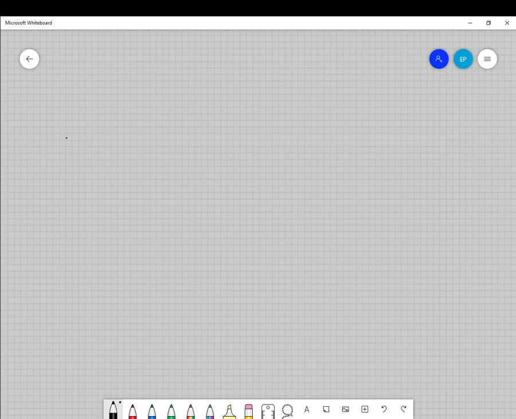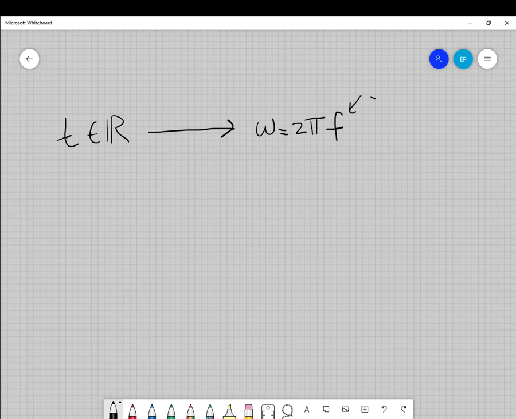So far we have used the variable t belonging to R and transformed it to the domain of omega, which is the angular frequency. Sometimes it's useful to express the angular frequency in terms of the usual frequency measured in hertz. It's just 2 pi times f, or some other times this is denoted by the letter nu. This is a Greek letter.